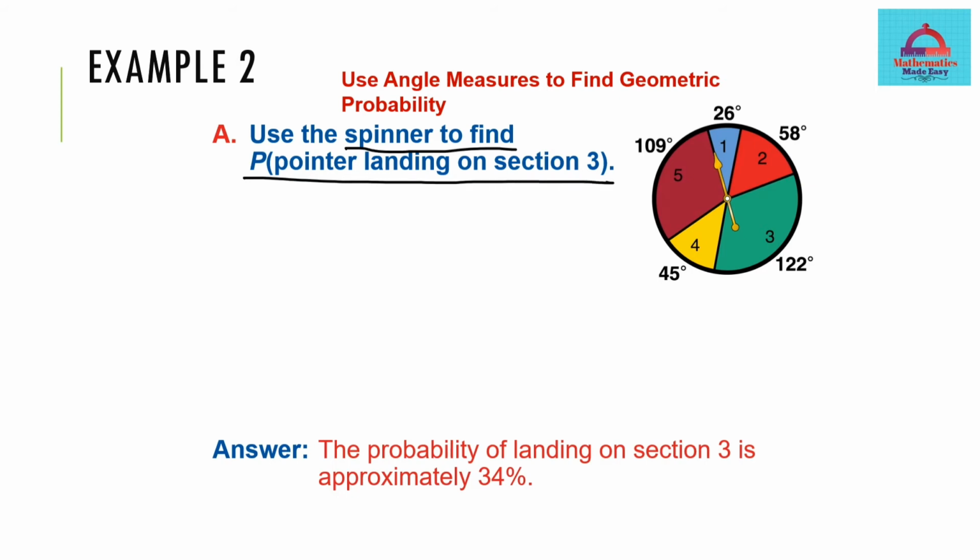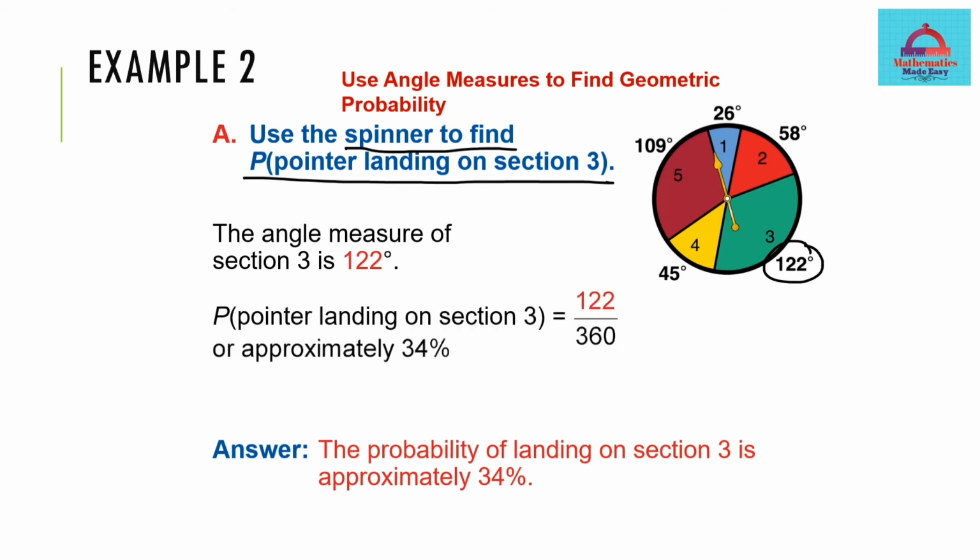It means for the favorable outcome, the angle that you're going to be choosing is 122. So the angle measure of section 3 is 122, and this is the angle that you will choose out of the total or the complete angle. Now I want you to recall the complete angle of a circle is 360 degrees. So when you are calculating this probability, you divide 122 by 360 degrees and convert to percentage. So the answer will be 34% approximately.